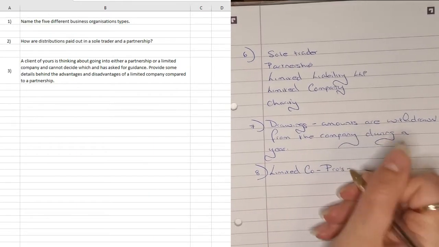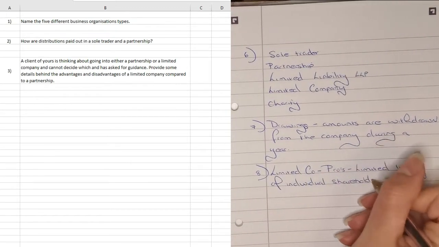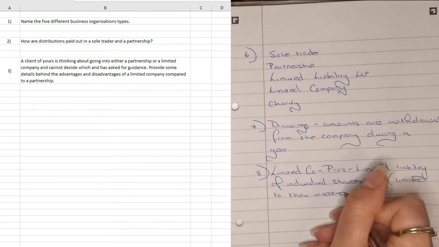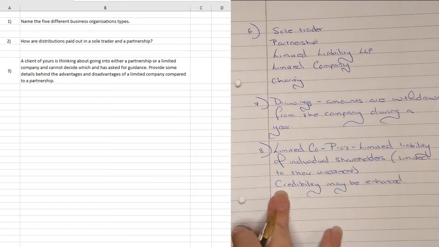So the pros is that there's limited liability of individual shareholders, and that's limited to their investment. And secondly, that credibility might be enhanced.